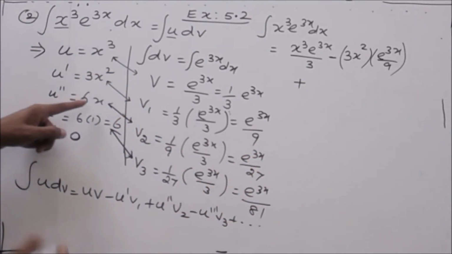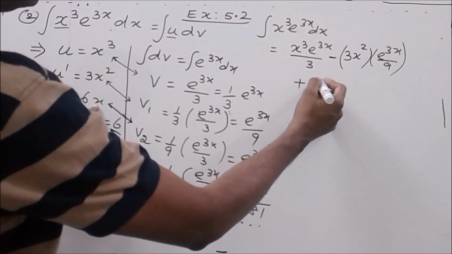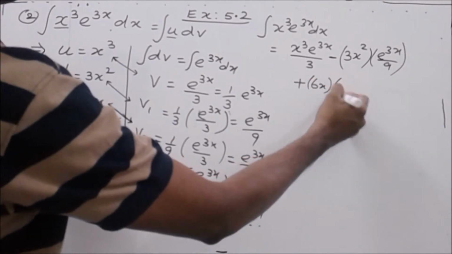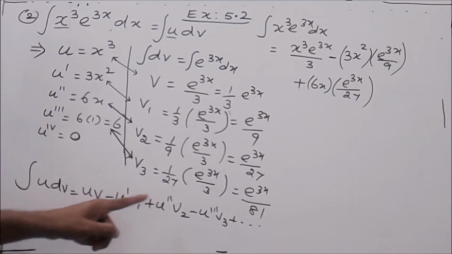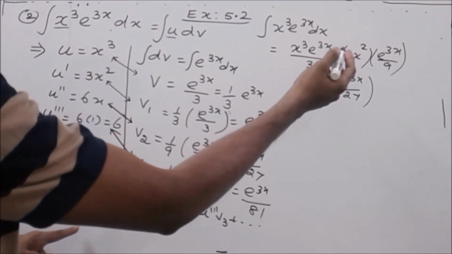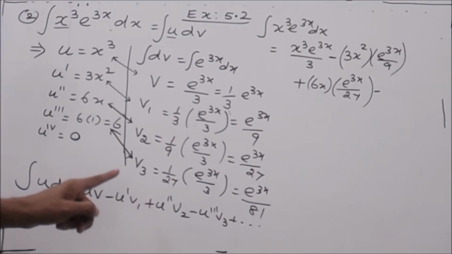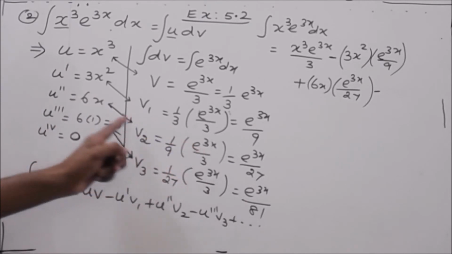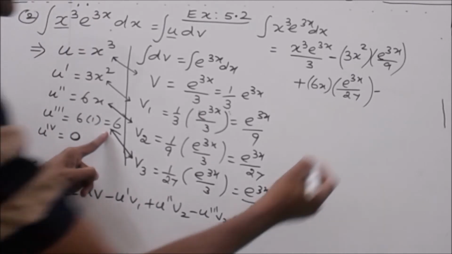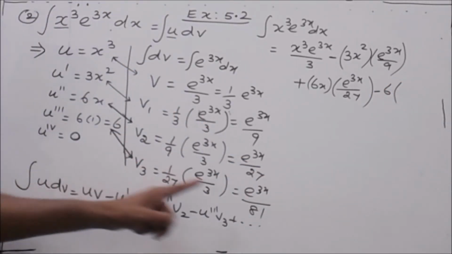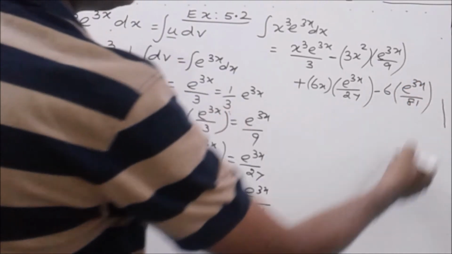Plus u double dash and v2. u double dash 6x, v2 e power 3x by 27. So 6x into e power 3x by 27. And then by formula we have minus, plus, minus, so minus u triple dash with v3, and here 6 into e power 3x by 81.